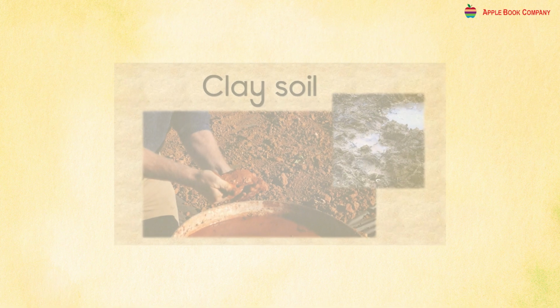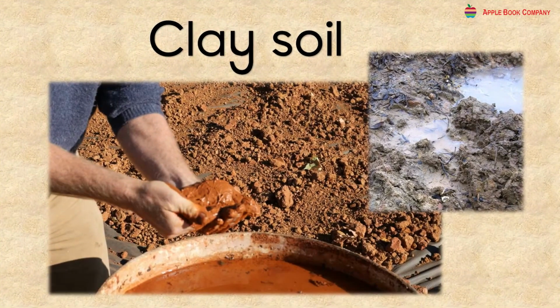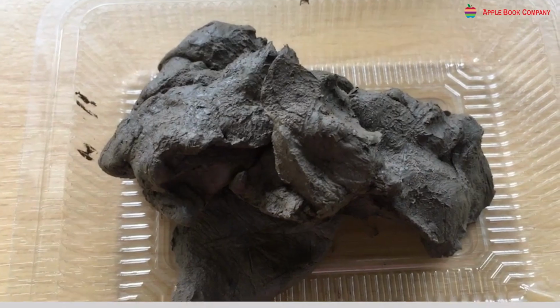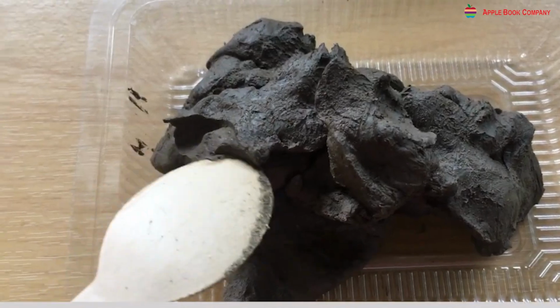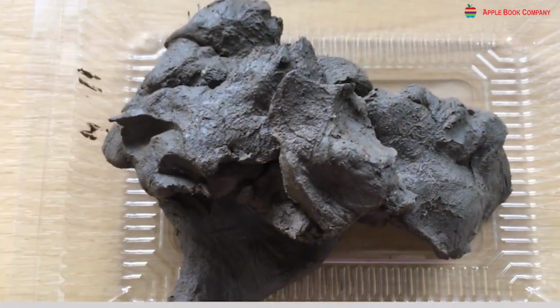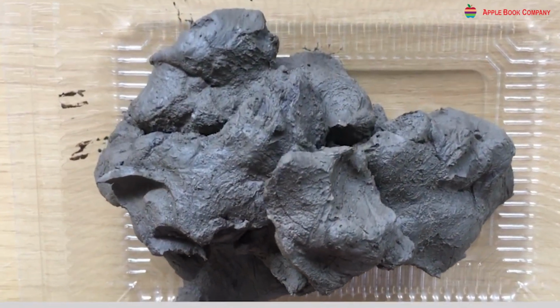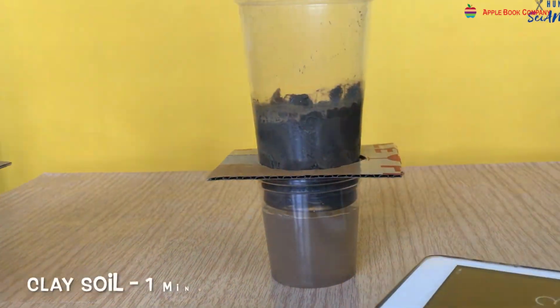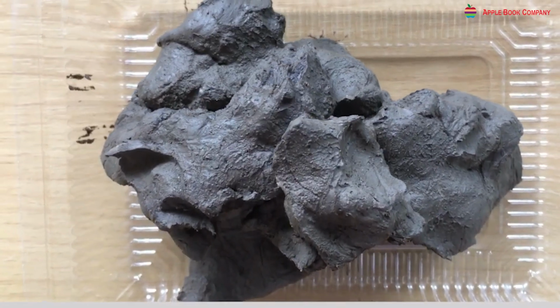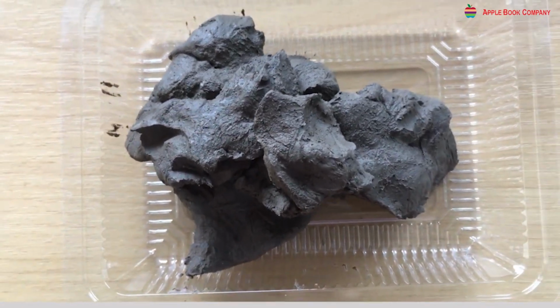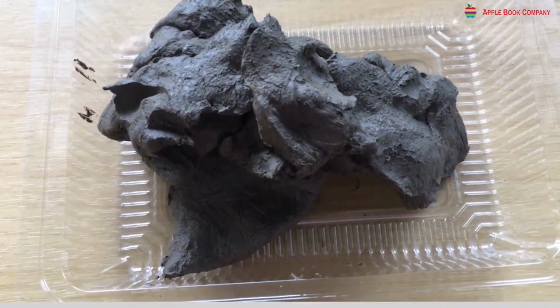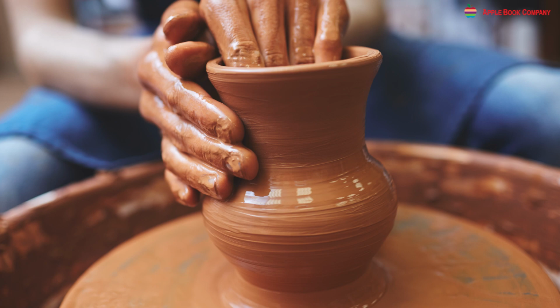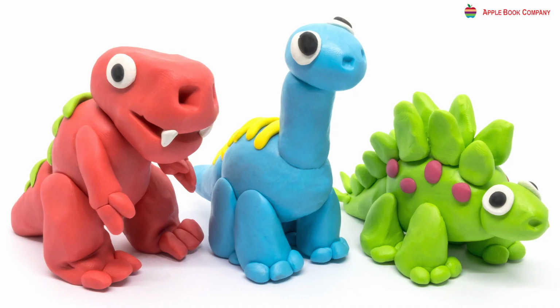Then you have clayey soil. Clayey soil is golden brown in color. It is made up of very small particles and therefore feels smooth. The pore spaces are very small, so it holds lots of water. It remains wet and sticky. There is no air between the particles either. Clay soil is also not good for plants. Clay is used for making pots and toys.